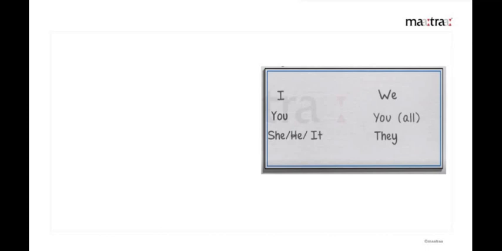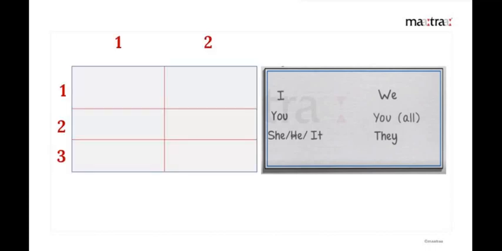Think of the formation of this table. It is a table of 2 columns and 3 rows. The first word is first person singular I. मैं अकेला हूं, मैं एक इंसान हूं. I am one person. So I.